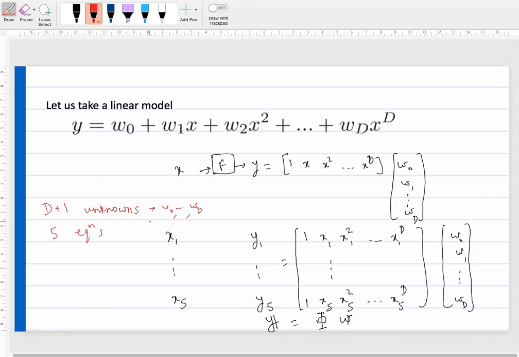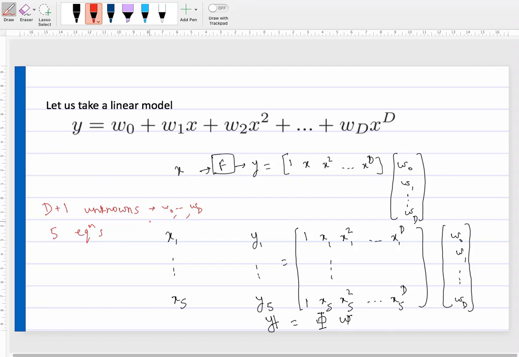All of you have read Cramer's rule, right? What does it say? It says that if you have 5 equations and 5 unknowns, linearly independent equations, you can find a unique solution.